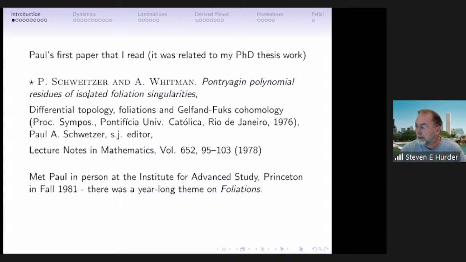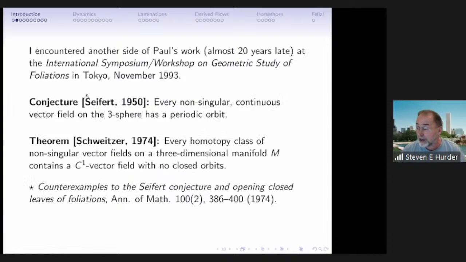So Paul has always been encouraging of work in foliations, and I hope I've never let him down, because here we are, 40 years later, and still talking about these things. Other people think it's boring, but it's always fascinating. So, I have to confess that the paper I read was not Paul's main work.